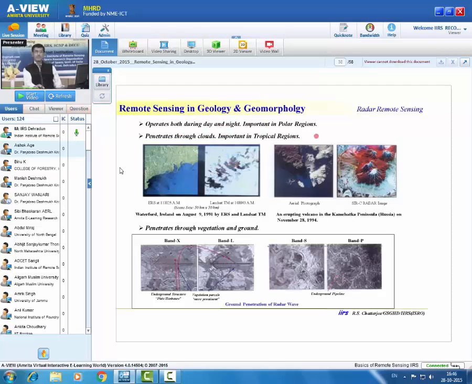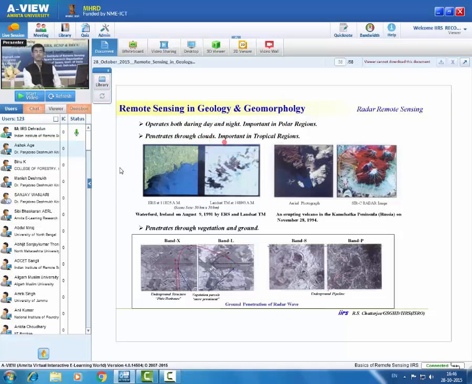Now if you see this radar remote sensing, what are the uniqueness, what are the advantages of radar remote sensing beyond optical remote sensing? It can operate both daytime and night time because it is an active one. So because it is active, you can have information during night time. And similarly, it can be used in the polar regions because polar regions remain dark for a major part of the year. So during that time when the polar region remains dark, you can use radar remote sensing for getting information about the polar regions.